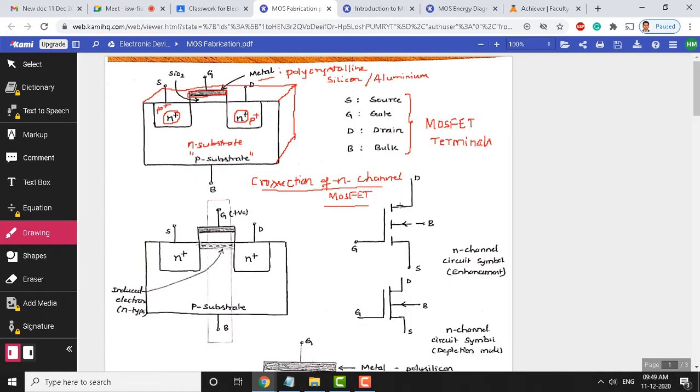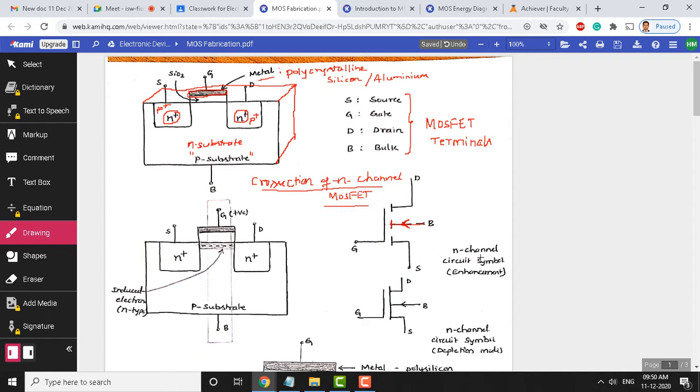This is the n channel circuit symbol. You can see the arrow mark is inward here. There is a space between these, you can see here. This is the gate terminal, source and drain, and there is a gap between the drain and the bulk, and there is a source and the bulk.